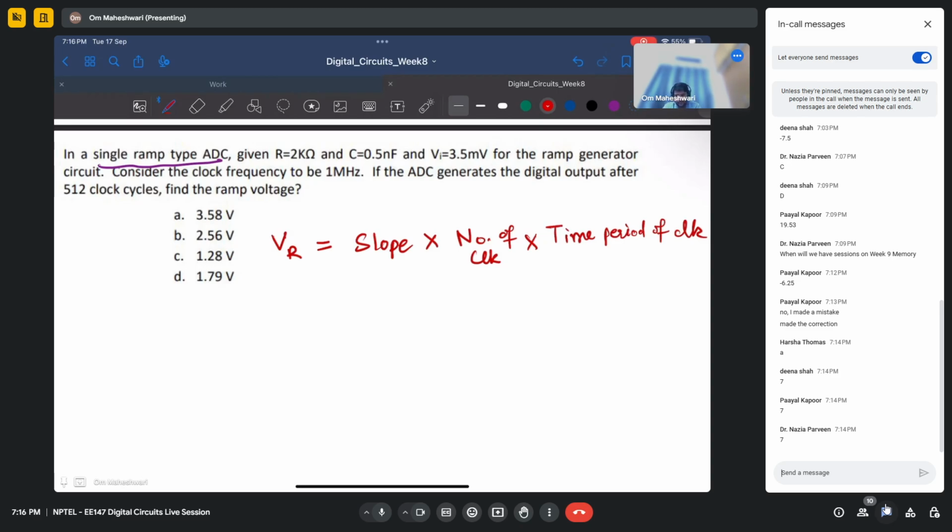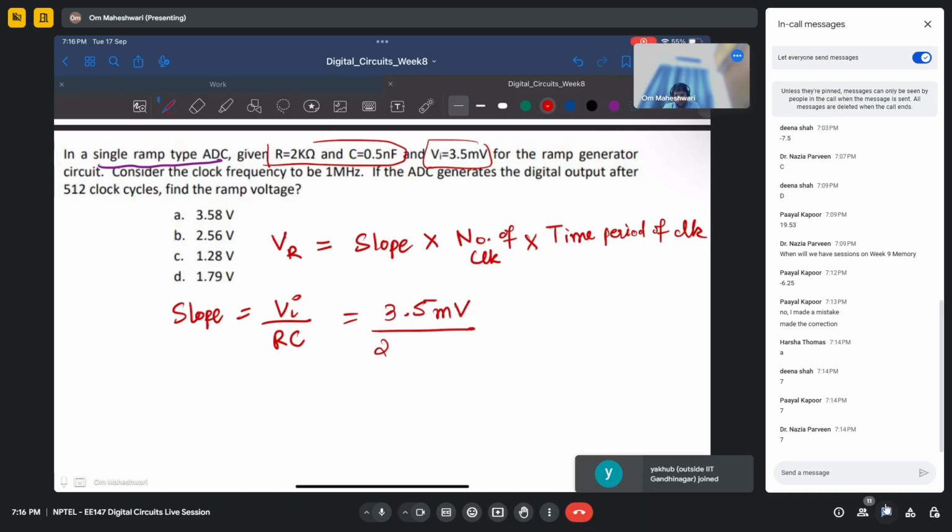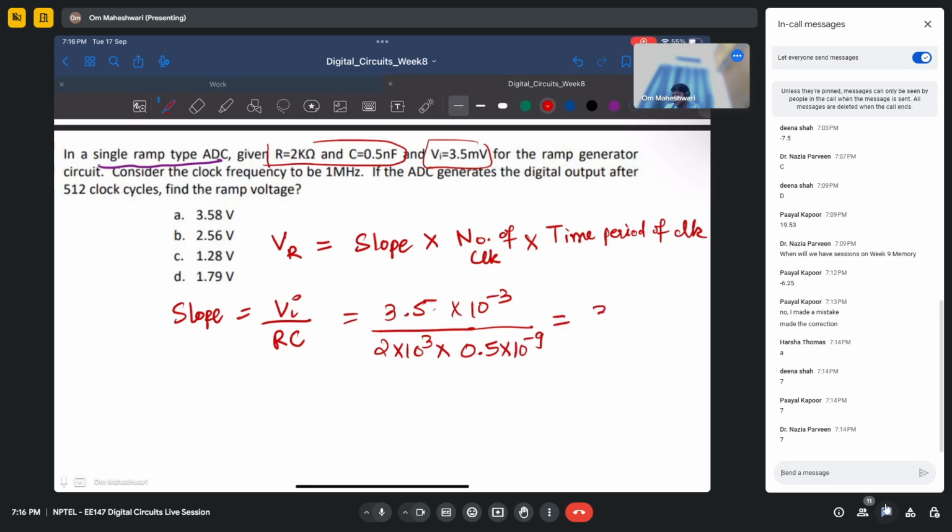Where slope is given as Vi by RC. So this is RC and this is Vi. 3.5 millivolt by R is 2 kilo ohm and C is 0.5 nanofarad. So this is millivolts into 10 to the power minus 3. Keep everything in SI units. Solve this, you get 3.5 into 10 to the power 3 volt per second.